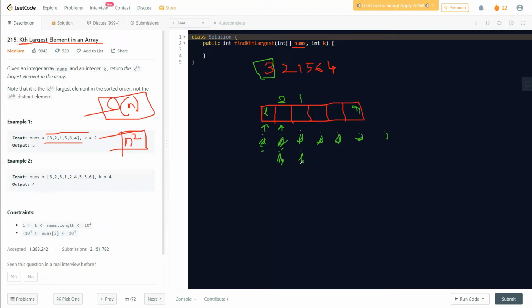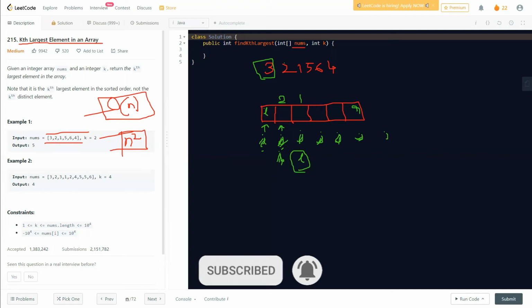Now we will swap where? We will swap this ith position element that we have over here with our low element. So what exactly happened for our case? After this first run, after this one iteration, what we find is that our array looks more like this.